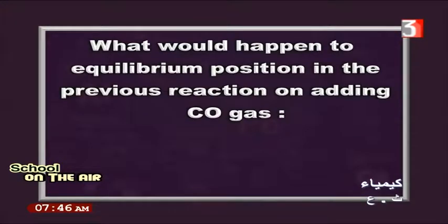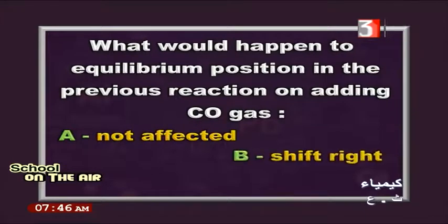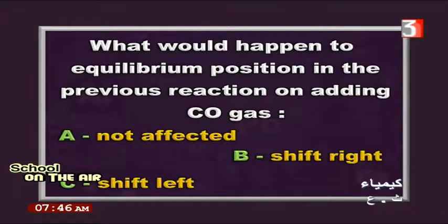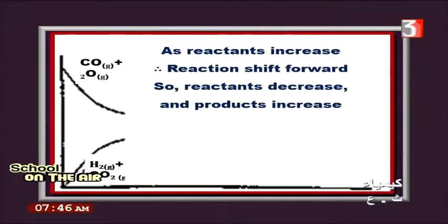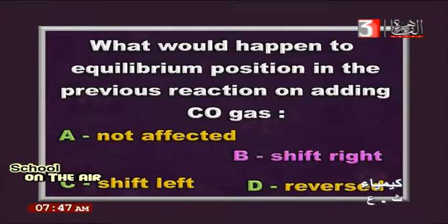Next point. What would happen to the equilibrium position in the previous reaction on adding carbon monoxide gas? Is it not affected, shift right, shift left, or reverse it? If you look at the graph, as the reactant increases, the reaction shifts forward. So the reactant decreases and the product increases. What that means is that the reaction shifts right.